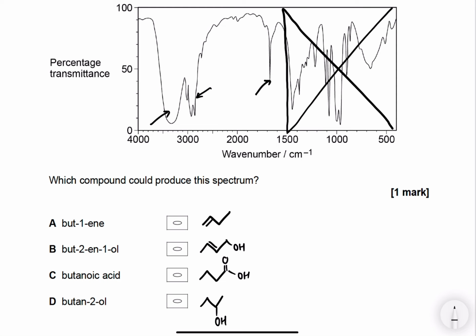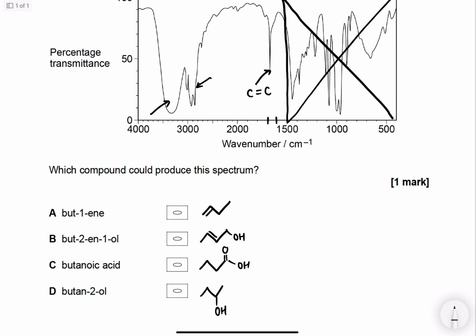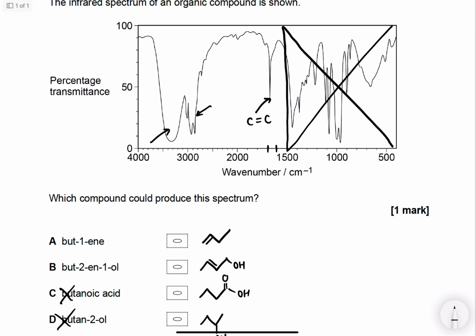So we're going to use the datasheet. A very sharp peak between 1600 and 1700 is going to be a C=C. So we're going to eliminate D immediately because it doesn't have a C=C. Then we've got around 2800 to 3000. That is where we might find our CH peaks.